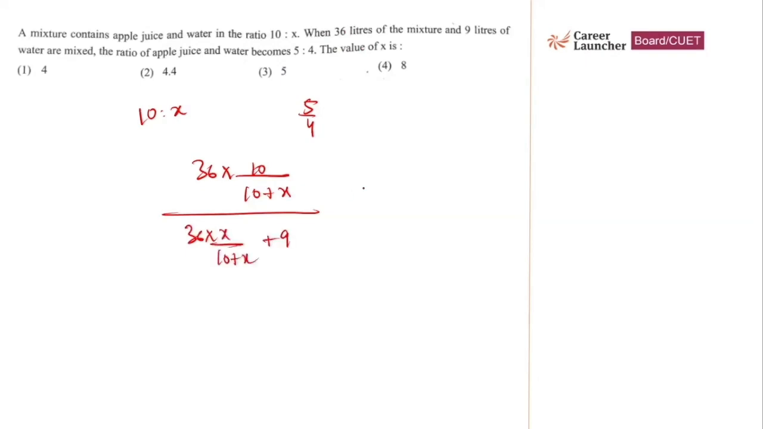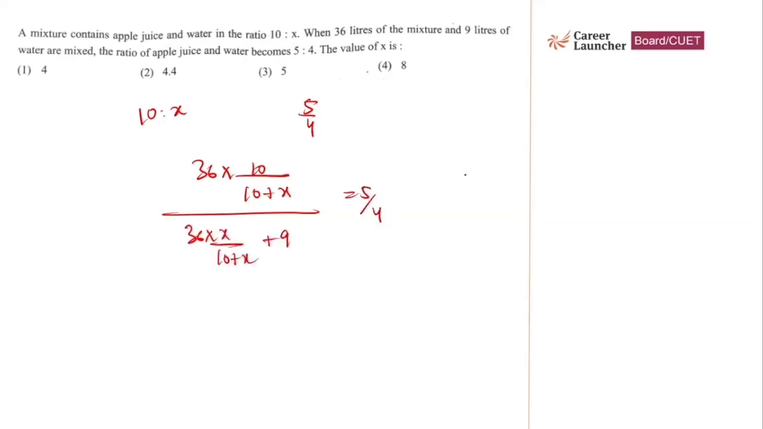So in this question, a mixture contains apple juice and water in the ratio 10 is to x. We have 36 liters of the mixture and 9 liters of water being mixed, so the ratio of apple juice to water becomes 5 is to 4. It means when 36 liters of the mixture is taken, how much apple juice will there be? 36 into 10 upon 10 plus x. And when 9 liters of water is added, how much water will there be? It will be 36 into x upon 10 plus x, plus 9.